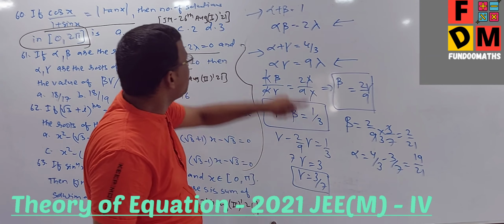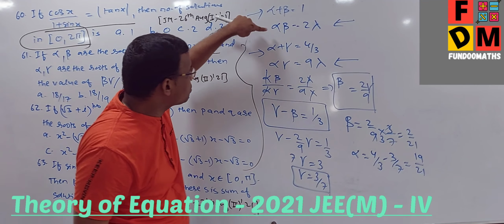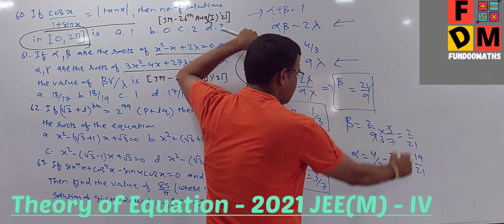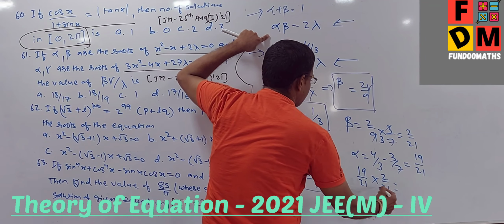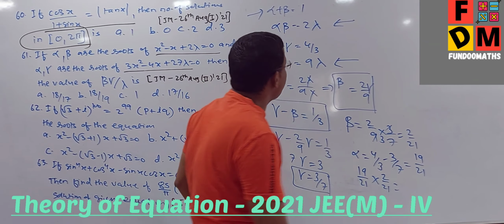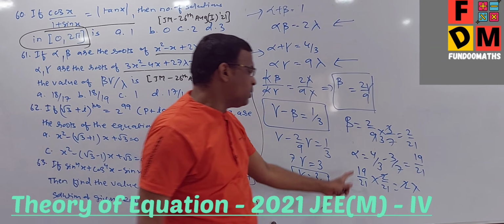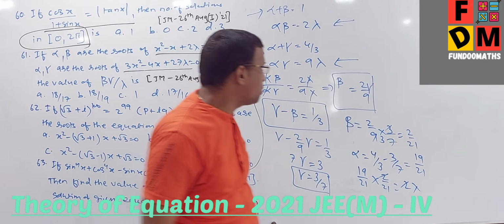So now I know alpha, and the alpha beta product is 2 lambda. So 19 by 21 is alpha and beta is 2 by 21. So it gives me the value of 2 lambda, so that is 2 into lambda. So 2 gets cancelled. So lambda will be equal to 19 upon 21 square, 441.